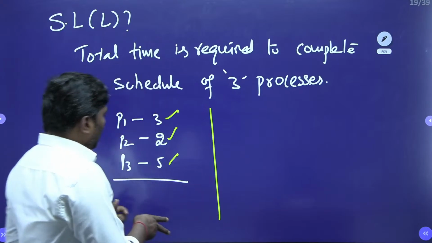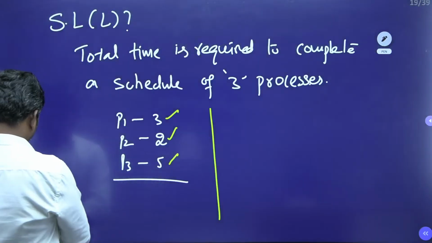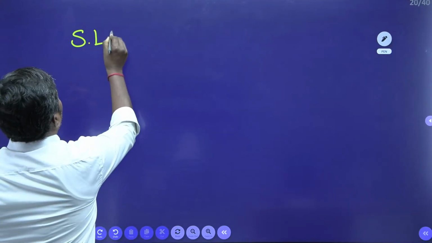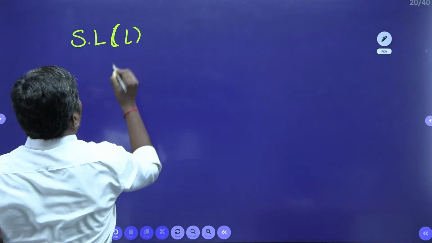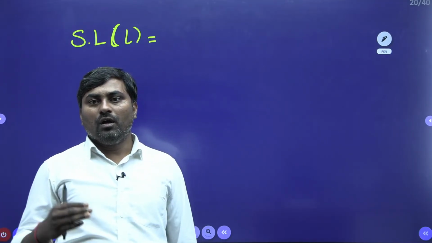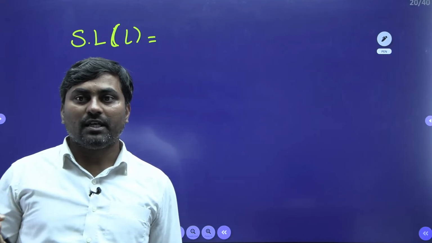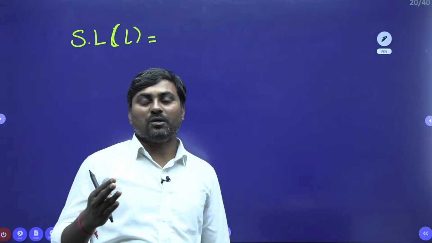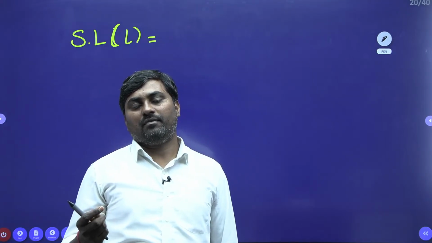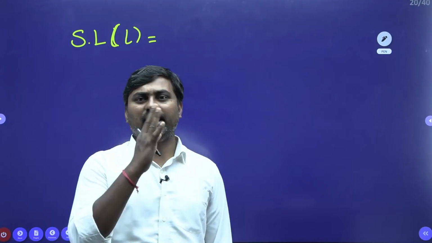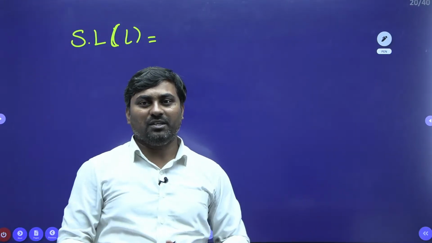How to get the schedule length? Schedule length L. How to get this time? You understand now. So last process completion time minus starting of first process arrival time. Good, very good point, appreciable. Yes, that is right.